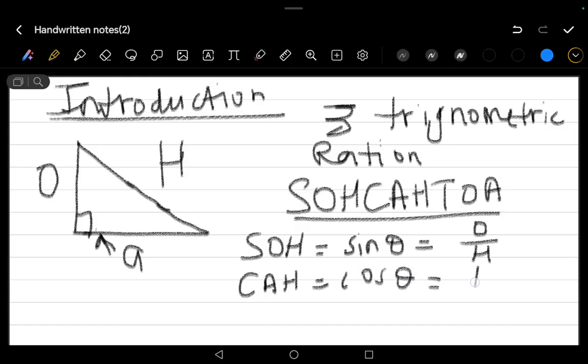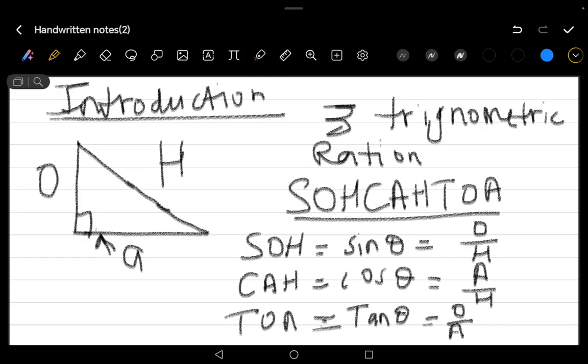Cosine is adjacent over hypotenuse. And then we have TOA, which is tan theta, which is opposite over adjacent. So you have to remember these three trigonometric ratios, like SOHCAHTOA. This is how we're going to remember them.